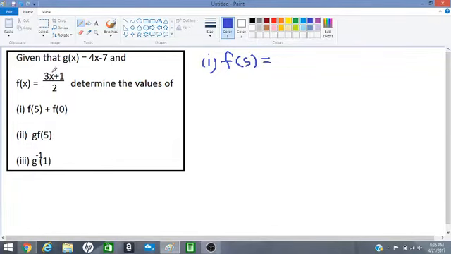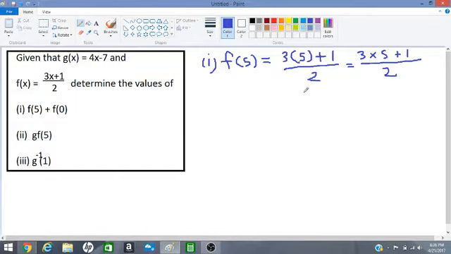So the 5 will replace x right here. Okay, so we will have 3 times 5 plus 1 all over 2. Okay, remember the x is replaced by 5 and the other numbers remain. So let's work that out. 3 times 5 plus 1 over 2.